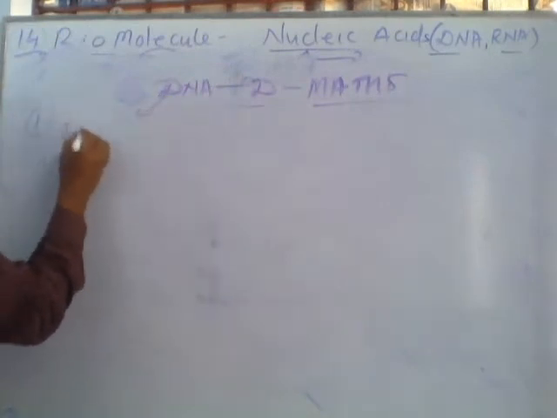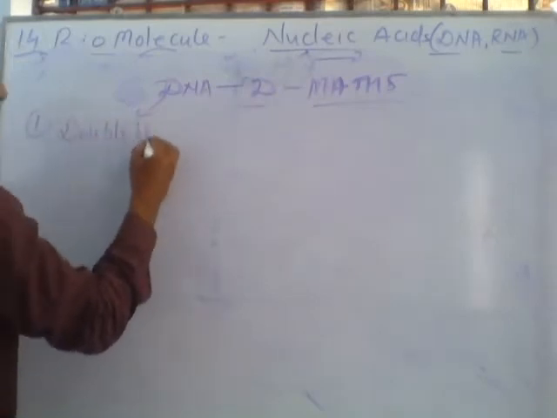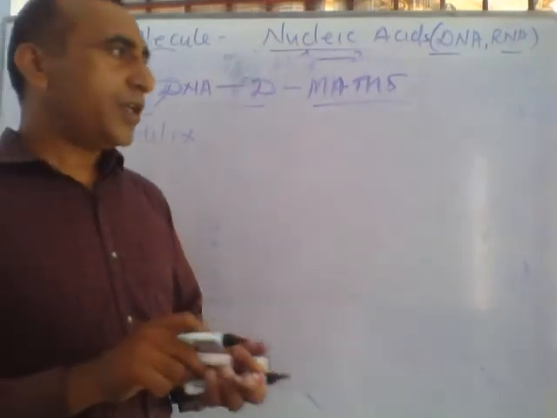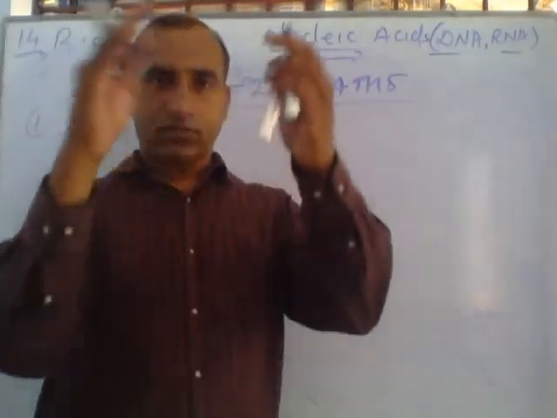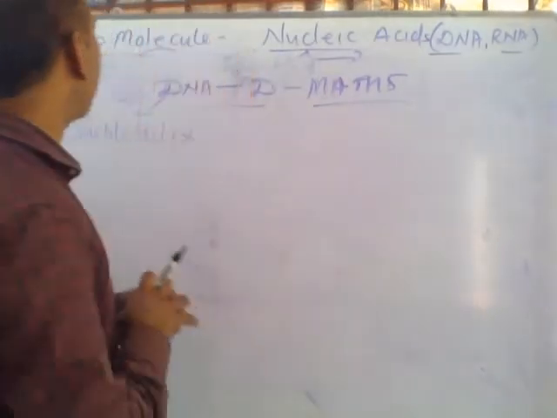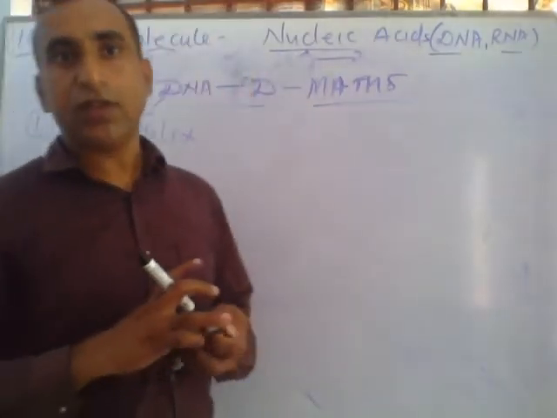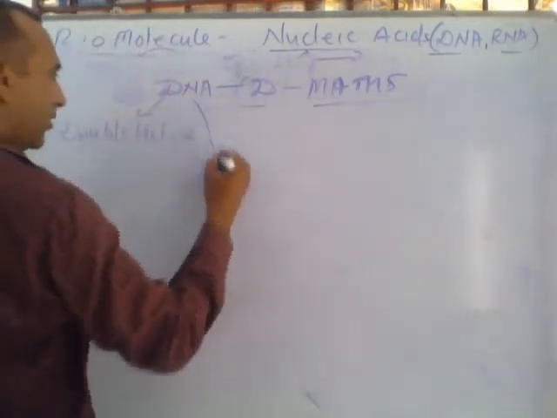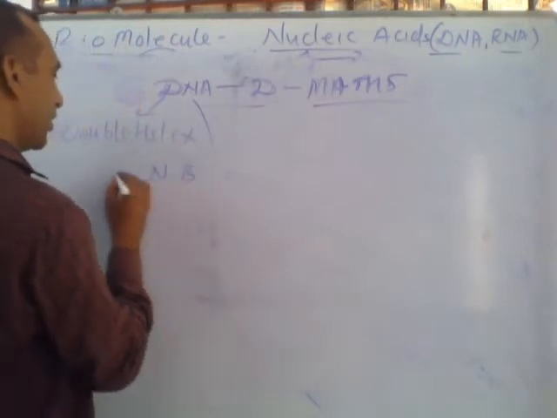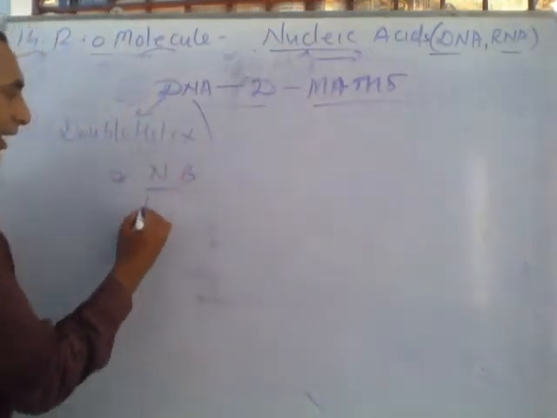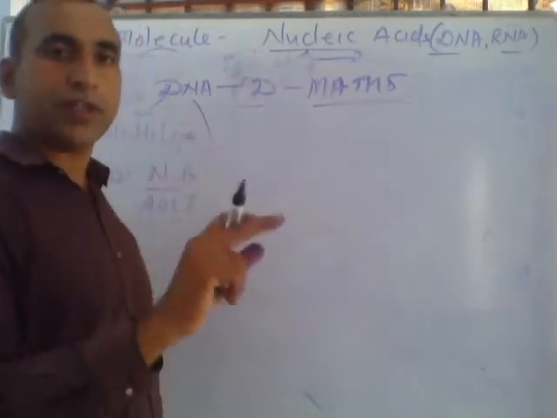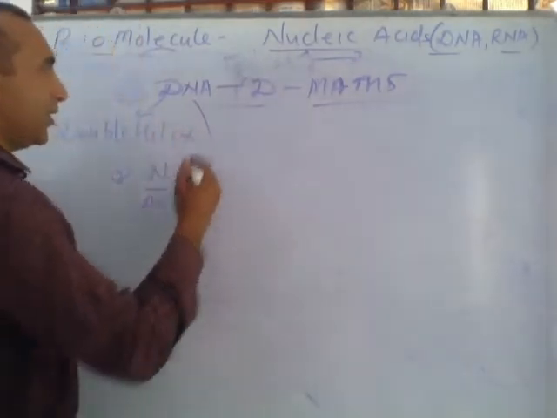This D stands for double helix. We know in DNA there are two helix of polynucleotide chain. N is nitrogen base, but in RNA there is a single helix. In DNA there are adenine, guanine, cytosine and thymine. Instead of thymine, uracil is present in RNA.